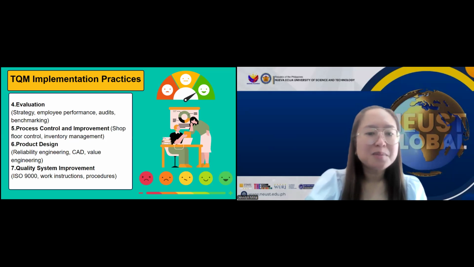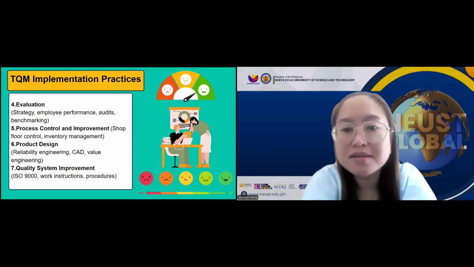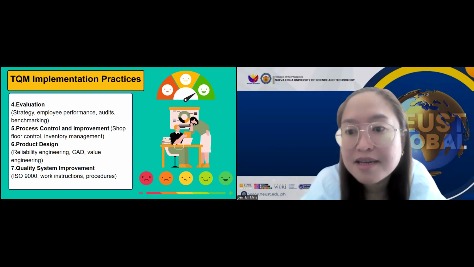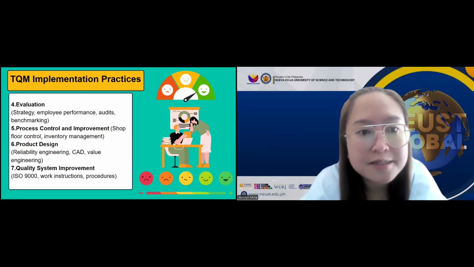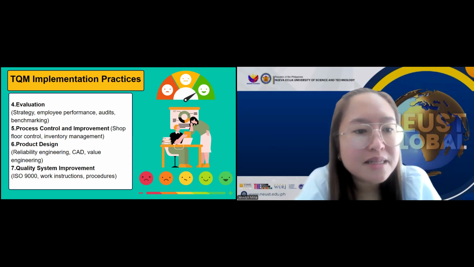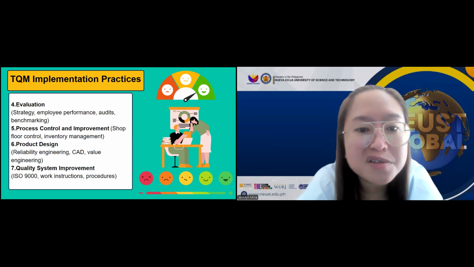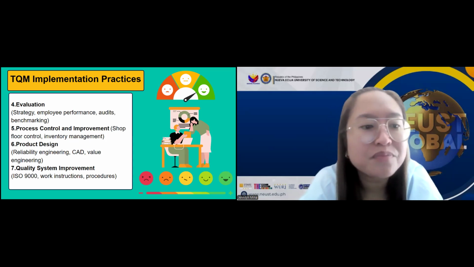Total quality management involves practices under various elements, which also includes evaluation. Businesses need to evaluate their strategies, employee performance, departmental efficiency, and overall business success. This includes quality audits, benchmarking against industry standards, and tracking quality cost, using information systems for analysis.